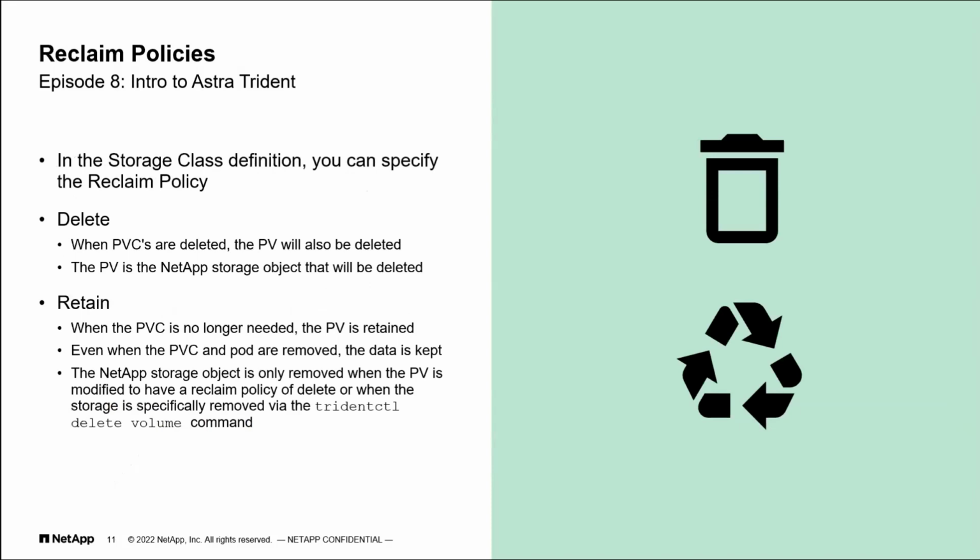A reclaim policy is how the volumes should be managed once they are no longer needed. Reclaim policies come in two main flavors, the default being delete. The delete policy will delete the PV when the PVC is deleted. This policy will delete the volume from the NetApp storage as well. Retain is a bit different in that it will allow the PV to remain on the storage and preserve the data within. Removing the PVC and the pod will not immediately remove the PV from the storage. To remove the PV, you'll either need to modify the reclaim policy to delete, or you can run the tridentctl delete volume command.